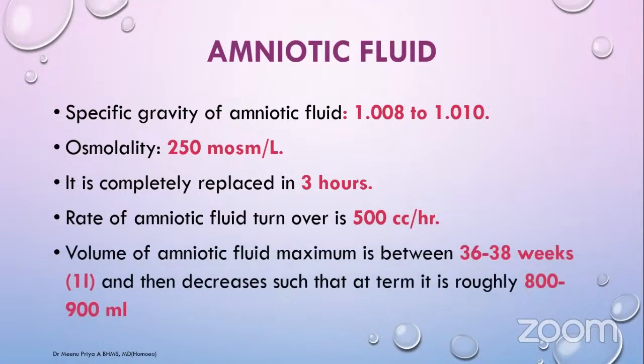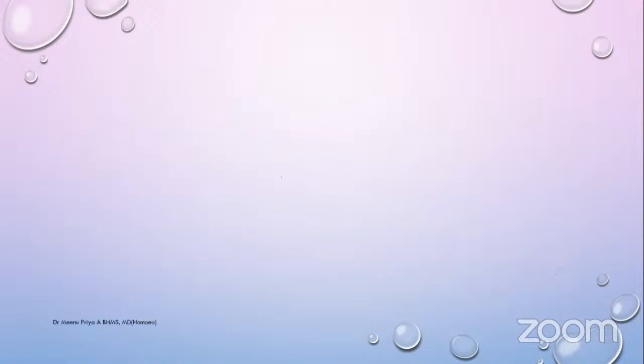Volume of amniotic fluid is maximum between 36 to 38 weeks, which comes to around 1 liter, and then decreases, such that at term, so after 38 weeks, it starts reducing. It is roughly around 800 to 900 ml.